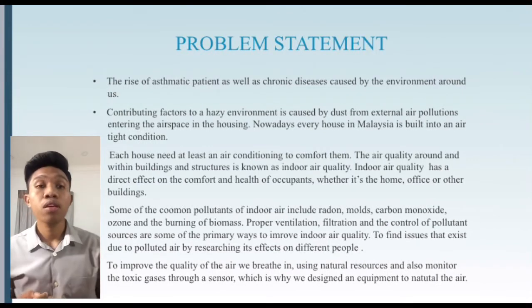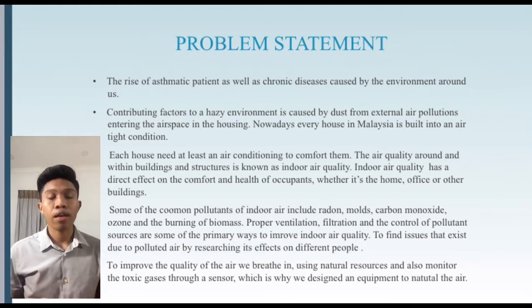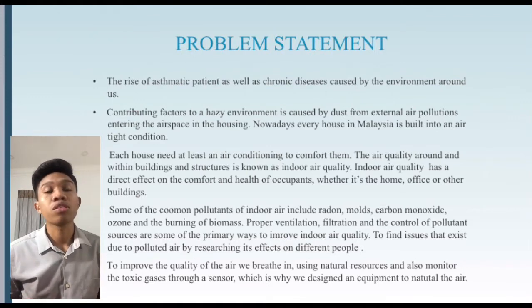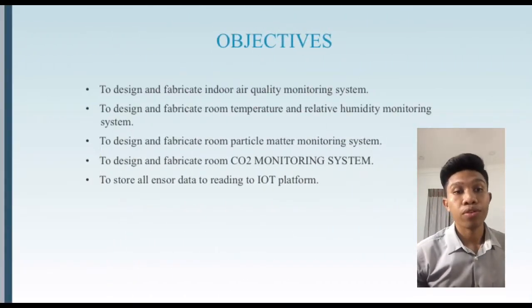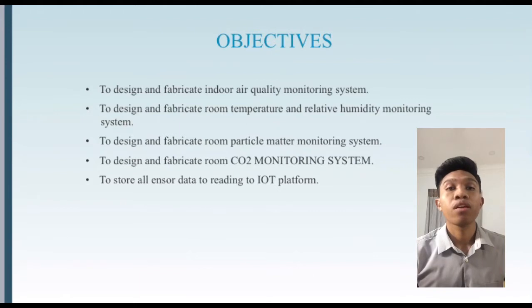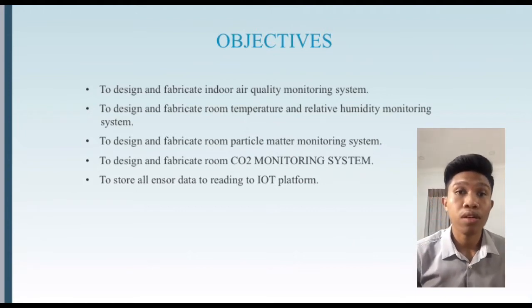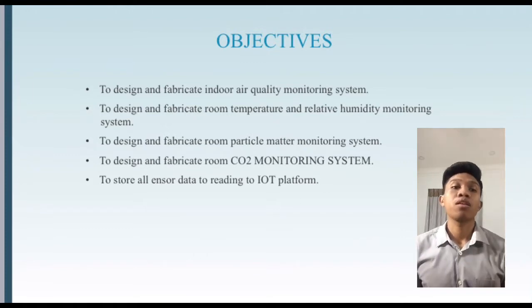Among the problems we encountered, people basically know they are surrounded by untidy air, but they do not know the specific quantity of it. So we have 5 objectives for this project: to design and fabricate an indoor air quality monitoring system, to design and fabricate a room temperature and relative humidity monitoring system, to design and fabricate a room particulate matter monitoring system, to design and fabricate a room CO2 monitoring system, and lastly to store all the sensor data and readings on an IoT platform.